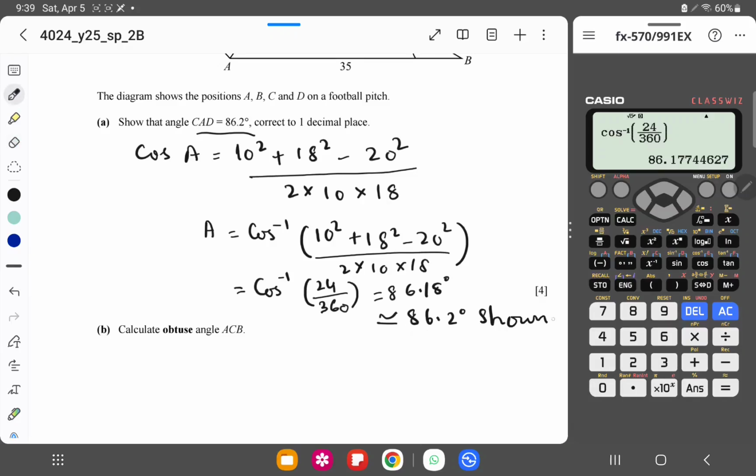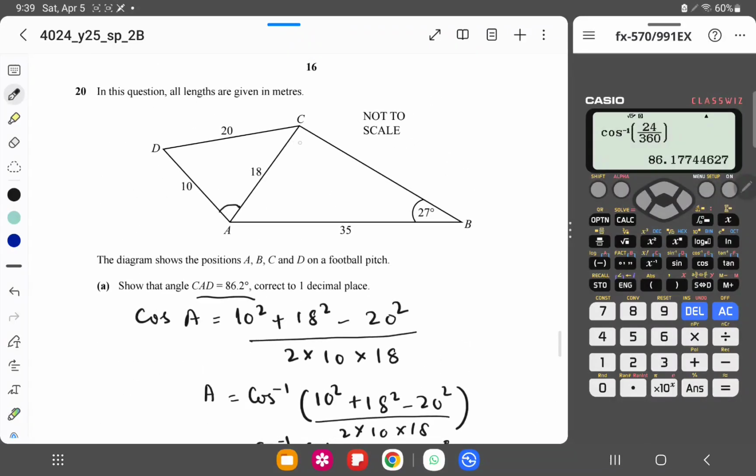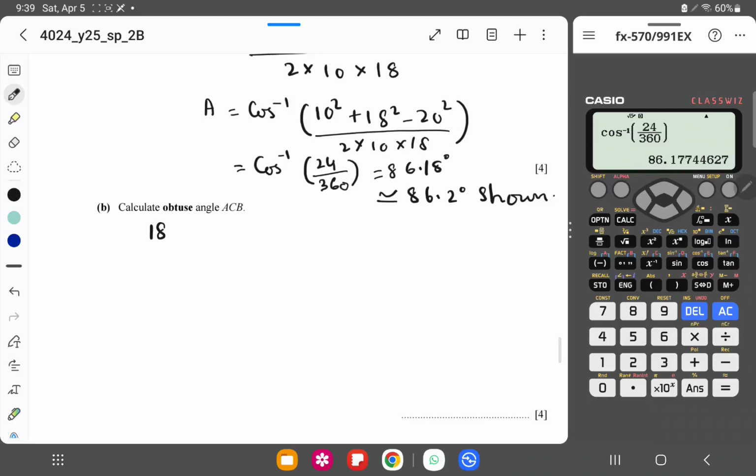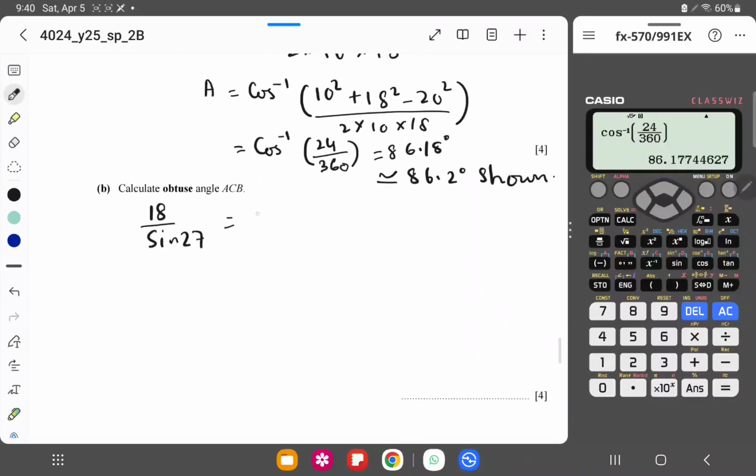Shown. Okay, calculate the obtuse angle ACB. So ACB is this much, and two sides and a non-included angle means sine rule. So 18 over sine 27 equals to 35 upon sine C. So you just cross multiply and calculate your answer.